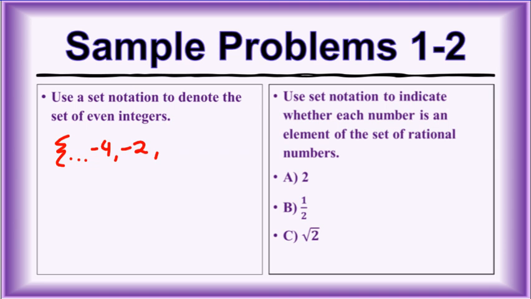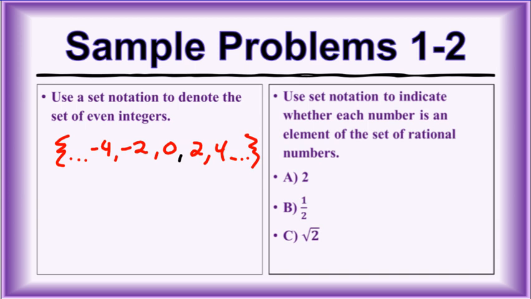and I'll just have -4, -2, 0, 2, 4, and then an ellipsis and braces. So that would be a set notation that denotes a set of even integers. And the number of numbers that you put in there can vary. I mean, you could do 3 of them as long as you put the ellipsis at the end of both sides, and you would be good.